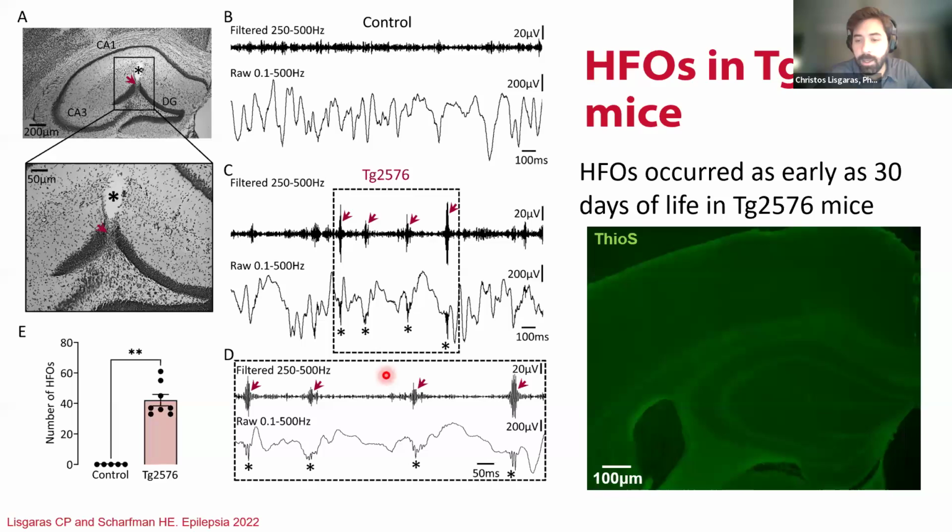And interestingly, those mice showed HFOs before neuropathology develops. That is truly interesting because it may imply that HFOs are a very early abnormality in the brain of those mice, and they may contribute to the pathology. We don't know that yet, but that is an intriguing hypothesis. Nevertheless, it tells us that the EEG can give us early biomarkers.